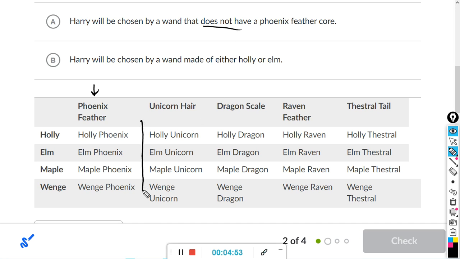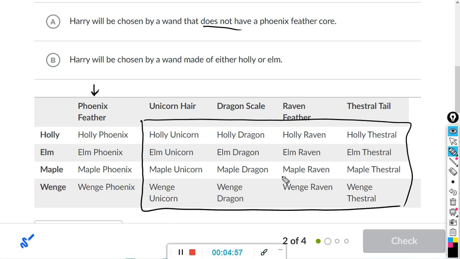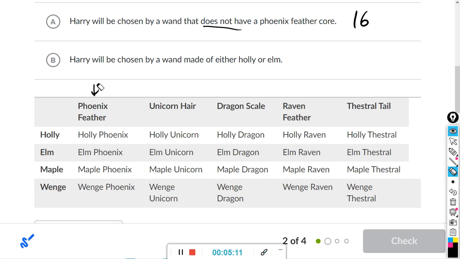So that would be all of these right here. How many options? 1, 2, 3, 4 times 1, 2, 3, 4. 4 times 4, 16 options for that. And now, part B, or answer B. Harry will be chosen by a wand made of either holly or elm. Here's the row for holly. Here's the row for elm.